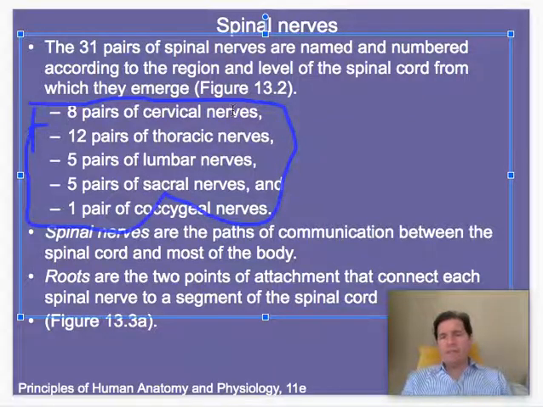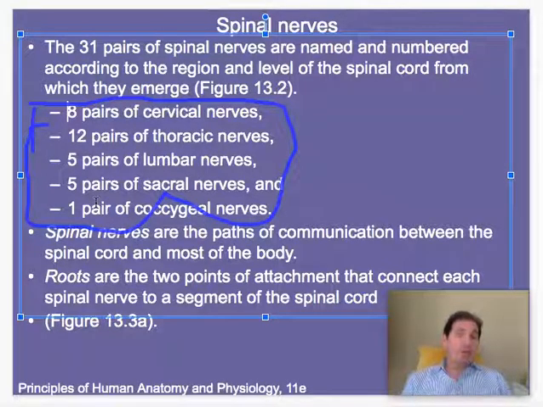So basically, if you remember the bones and the amount of the bones, you can remember pretty much the number of spinal nerves. And what you'll see is the spinal nerve will actually have roots. The roots are locations where it enters and connects to the spinal cord itself, which we're going to talk about too.